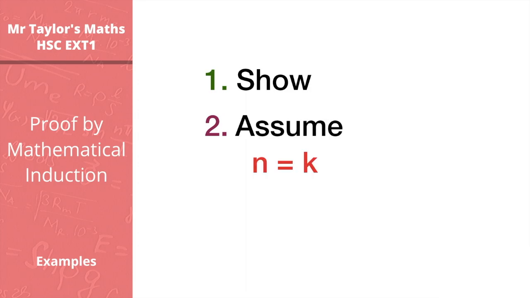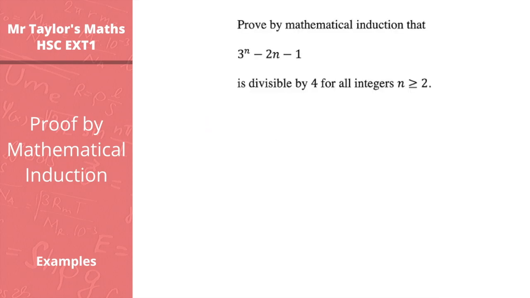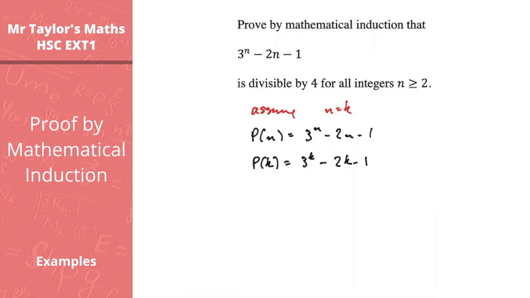Second step for our proof by mathematical induction is assume. We're going to assume that our proposition works for n equals k. So for this example, we want to assume that our proposition holds for n equals k. So let's write our P of n. This is our proposition, 3 to the n minus 2n minus 1. So we are going to assume that P(k) is 3 to the k minus 2k minus 1. And if we're saying that that's going to be divisible by 4, then that will be 4m, where m is an integer.